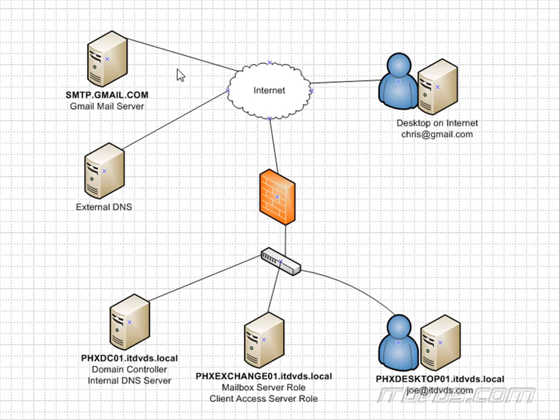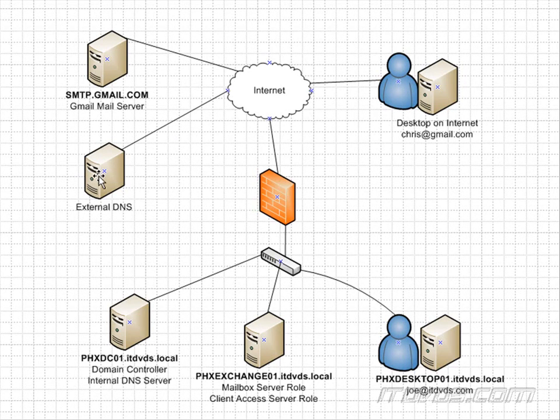Now let's take the scenario where we're out on the internet here, and this Gmail mail server is trying to contact the mail server for itdvds.com. Well, it's going to query an external DNS server. And that external DNS server cannot return an internal IP address like 192.168.6.5 because that's not routable on the internet.